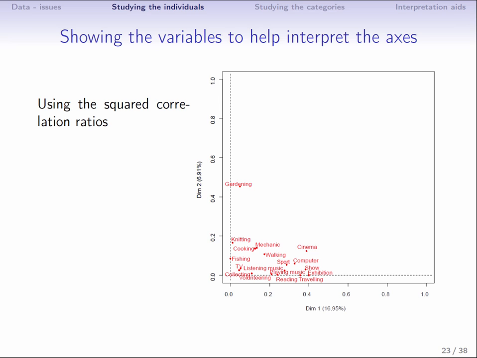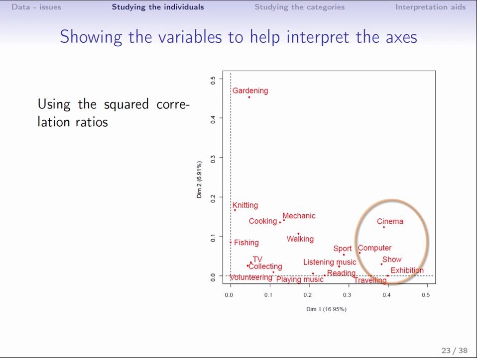If we zoom in to the graph, we see that the exhibition, show, computer and cinema variables are linked to the first dimension. Their squared correlation ratios vary between 0.3 and 0.4. These are not very big, but given the large number of individuals, these squared correlation ratios are very significantly different to 0. It's therefore okay to take into account these variables when interpreting the first dimension and the plane defined by the first two dimensions.